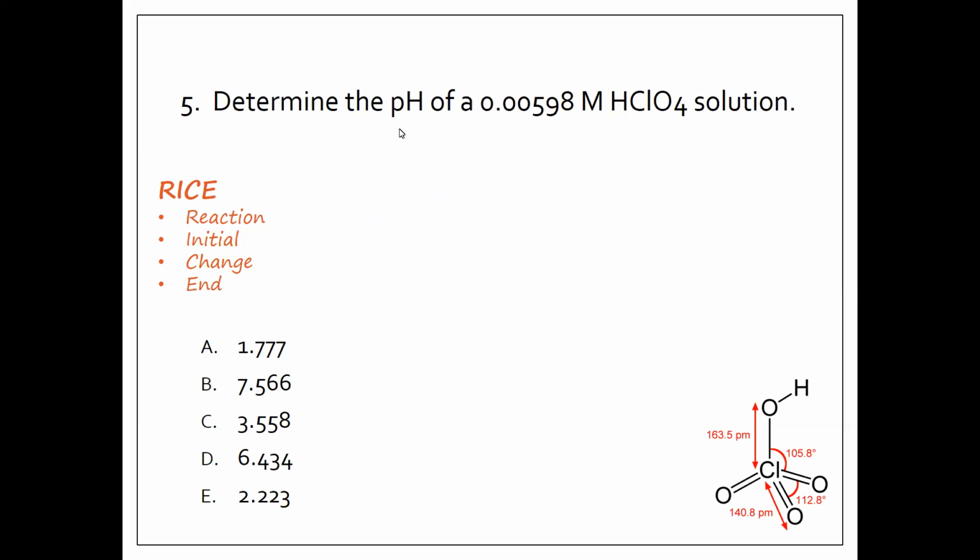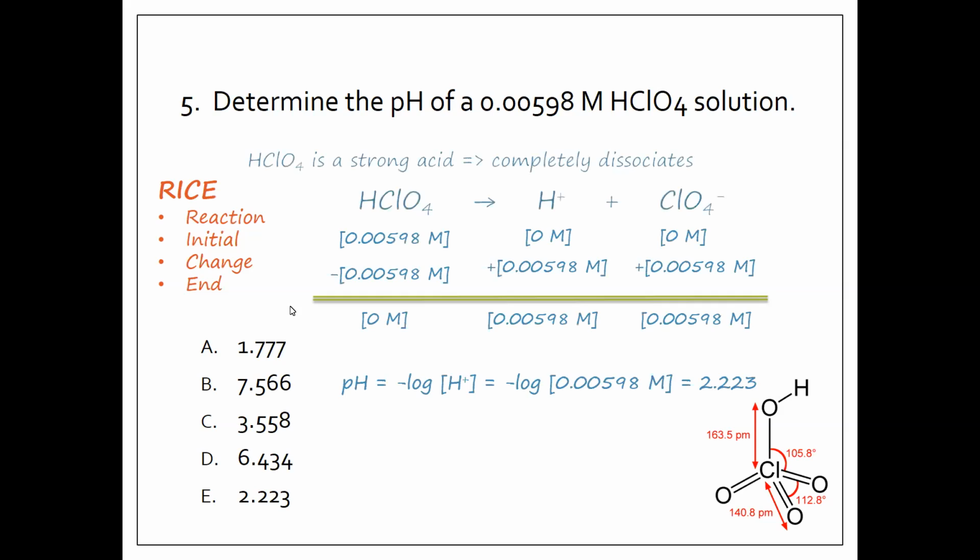Now in question 5, they want to know the pH of this concentration of perchloric acid. Perchloric acid is a strong acid, and we're going to use our RICE table to set this up. The reaction that takes place, since this is a strong acid, it completely dissociates. So all of that perchloric acid dissociates into H+ and ClO4-. Our initial concentration is 0.00598. We're going to subtract this amount because this is our limiting reagent. And because this is a 1-to-1 mole ratio, we're adding the same amount of H+.